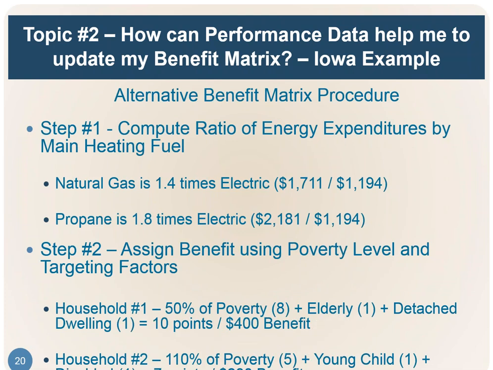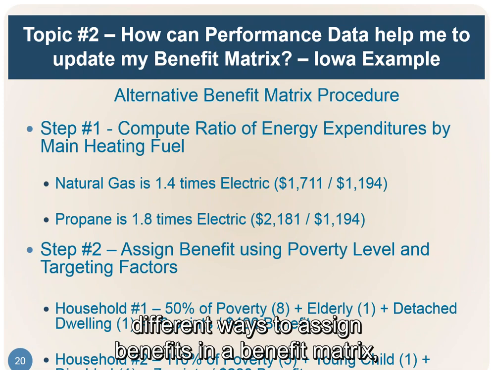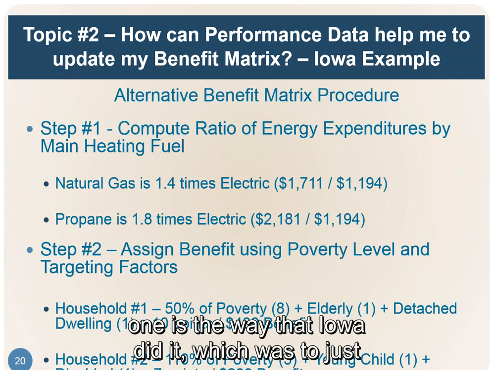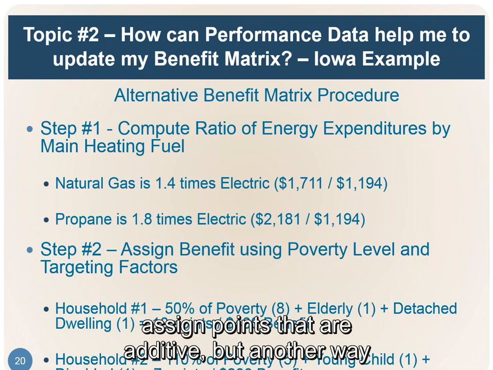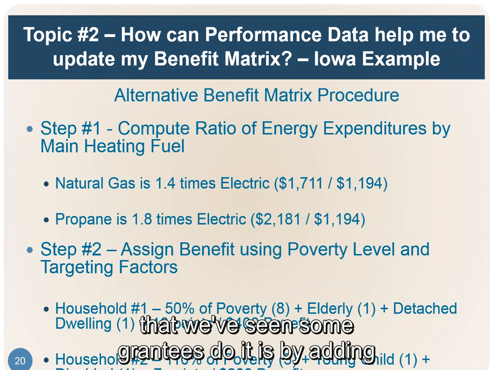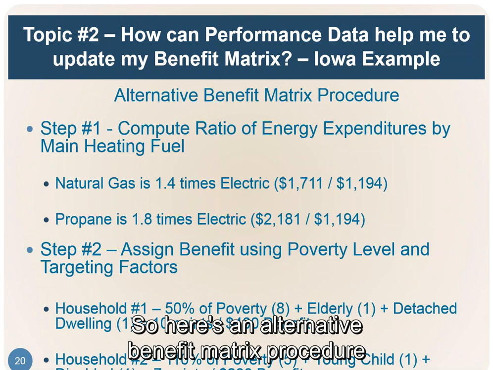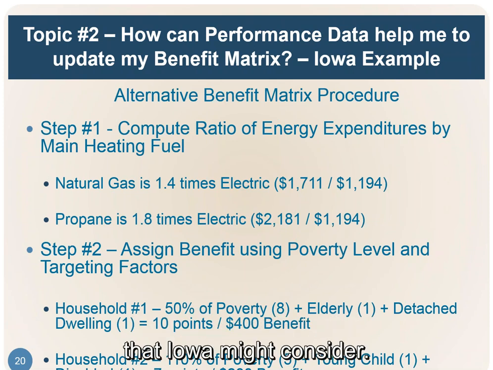So when we look at it, there are 2 different ways to assign points in a benefit matrix using the main heating fuel. One is the way that Iowa did it, which was to just assign points that are additive. But another way that we've seen some grantees do it is by adding a multiplier factor. So here's an alternative benefit matrix procedure that Iowa might consider.